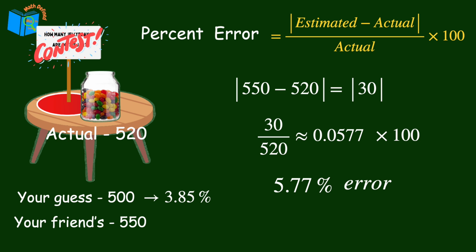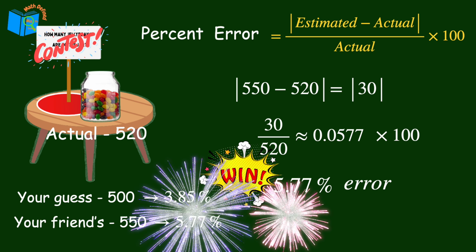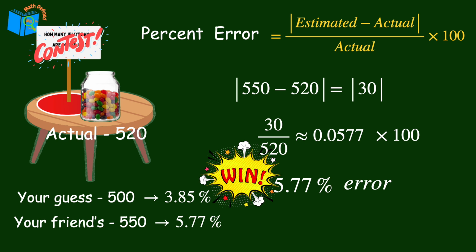So, who was closer? Your percent error was 3.85%, and your friend's was 5.77%. Since your percent error is smaller, you win. That's what percent error does. It tells us who was closest to the real number, even if both guesses were off. Let's wrap it up and go over what we learned.